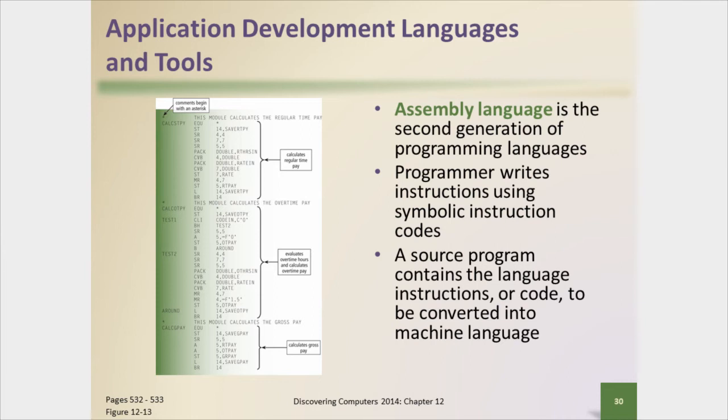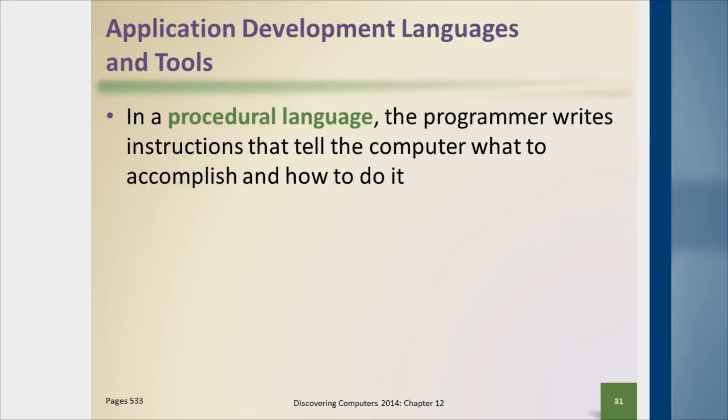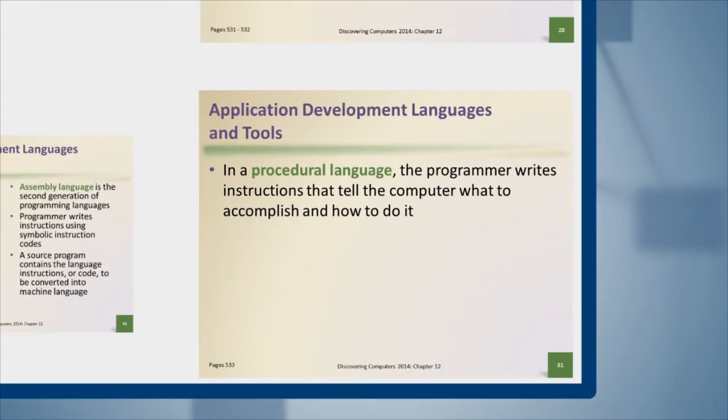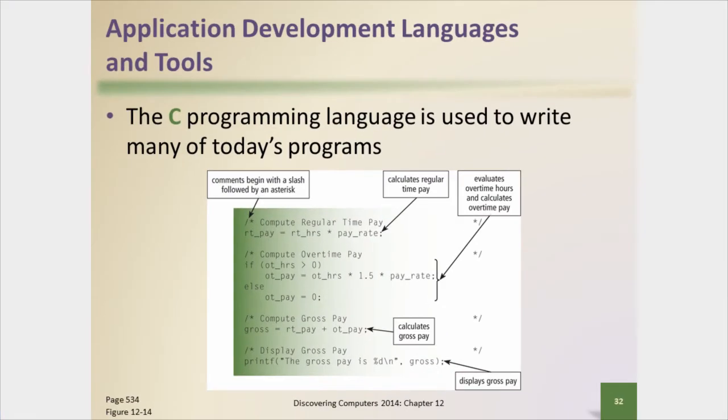We need some way to convert that to binary so that the computer can actually understand it, and that's where the idea of a compiler comes into play. I'll talk about that a little bit more in just a second. A third-generation language is an object-oriented language or procedural language. A procedural language is a language in which a programmer writes instructions to tell a computer what to accomplish and how to do it. C, for example, is a programming language like that.